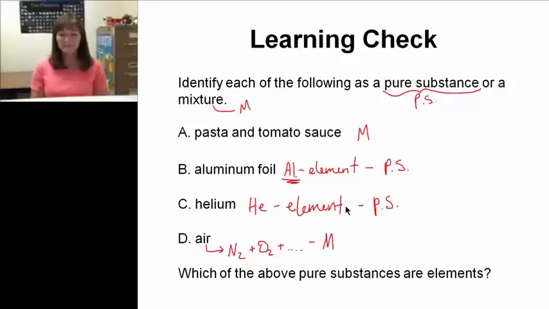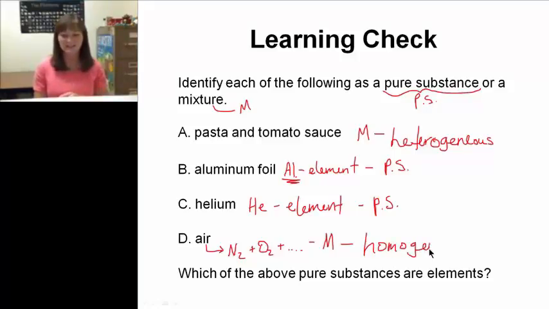Which of the above are pure substances or elements? We already talked about that. I might go ahead and ask you further, which of the mixtures, identify the mixtures as either homogeneous or heterogeneous. So let's just go ahead and do that real quick. Pasta and tomato sauce. Well, we said it's a mixture, and we're going to say it's a heterogeneous mixture because when we look at pasta and tomato sauce, we can see different parts. If we look at air, can you see different parts with your eye? And the answer is no. So since air looks uniform to our eyes, we would say that it's homogeneous.